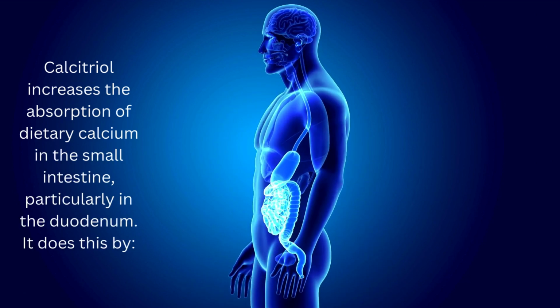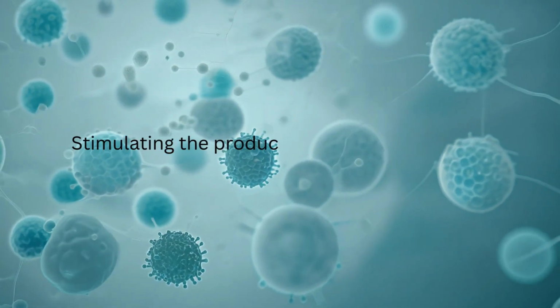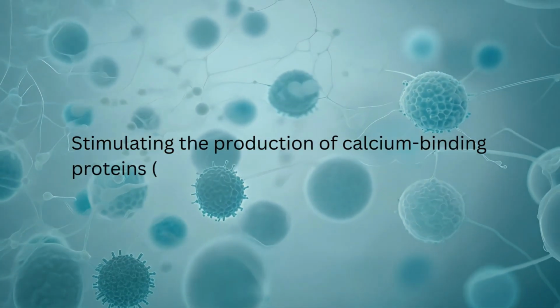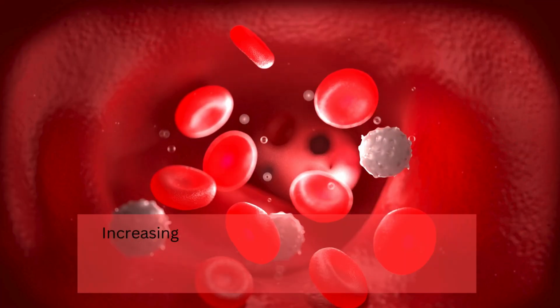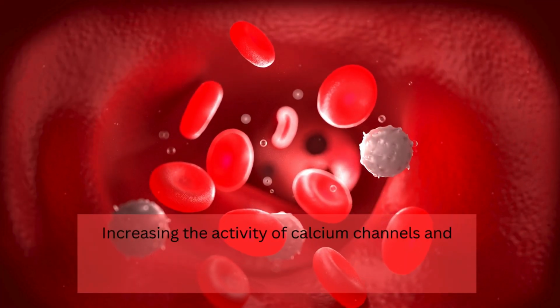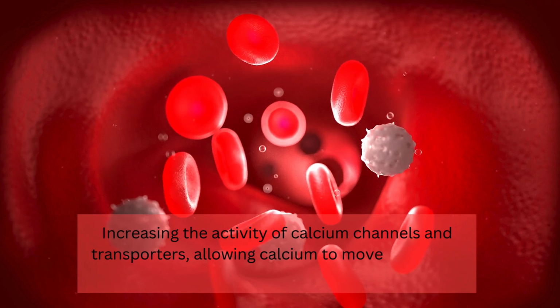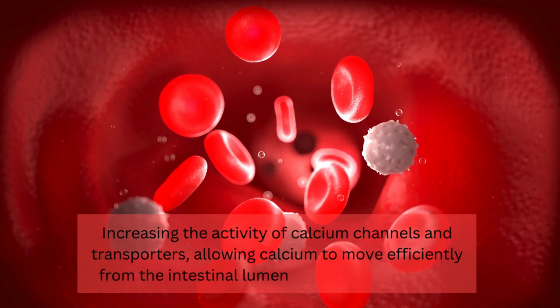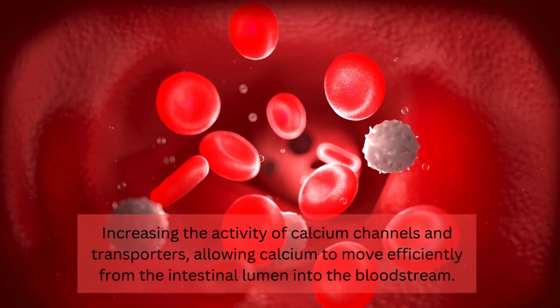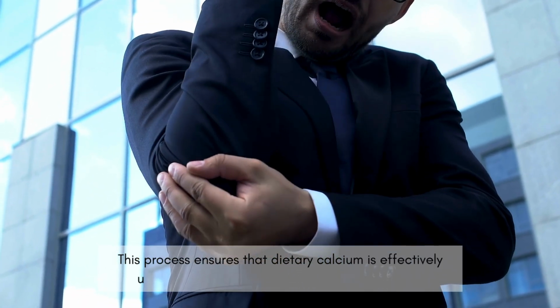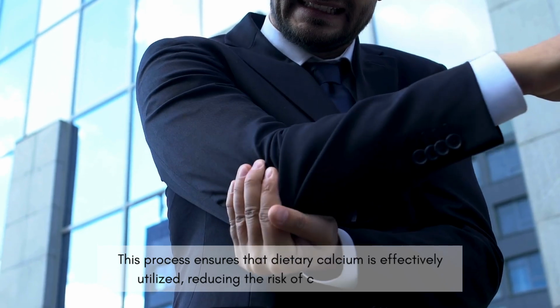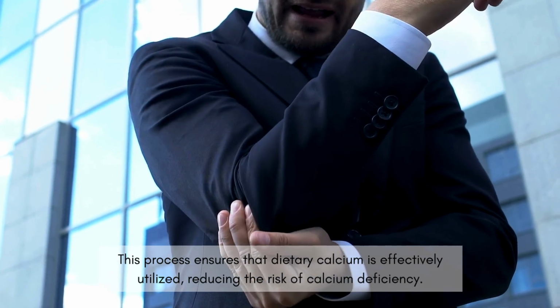It does this by stimulating the production of calcium-binding proteins, e.g., calbindin, in the intestinal cells, increasing the activity of calcium channels and transporters, allowing calcium to move efficiently from the intestinal lumen into the bloodstream. This process ensures that dietary calcium is effectively utilized, reducing the risk of calcium deficiency.